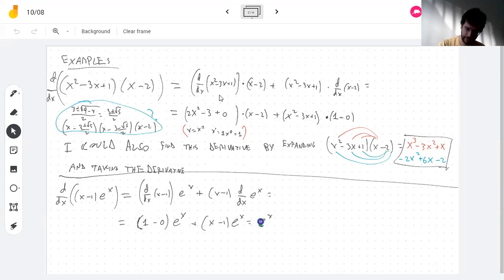So this is the answer I got. And I feel like simplifying this one, because there's an e to the x everywhere. And here there's a 1 plus x minus 1. So the first one is e to the x times 1, of course. Everything is itself times 1. So that's where I get this 1. And this is e to the x times x.